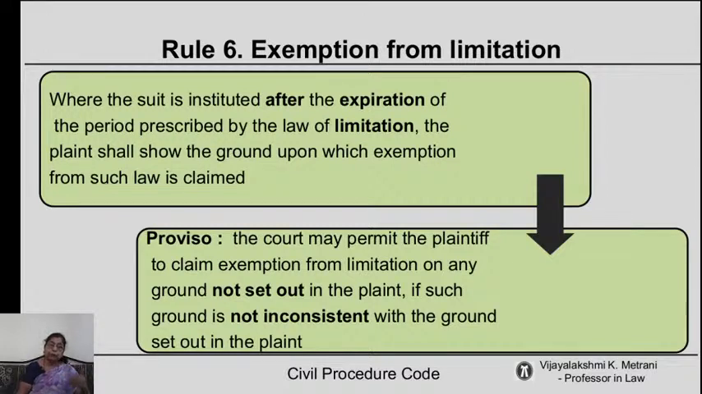after the expiration of the period which is prescribed, then why that case was not filed within the limitation, on what ground he is claiming the exemption. Of course, the limitation law itself provides for section 5 where you can ask for condonation of delay of the period of limitation. You can ask for a condonation of delay.